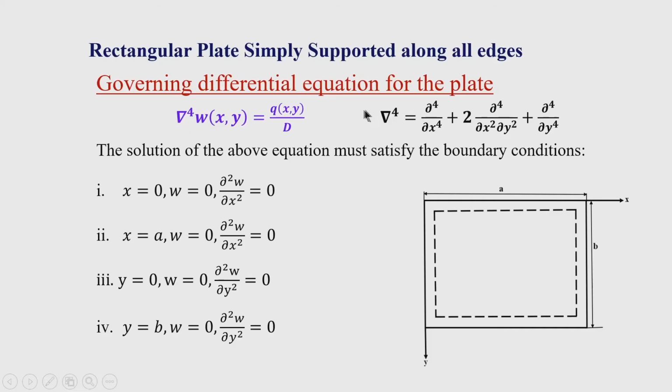Okay. So, let us see the governing differential equation for the plate. The governing differential equation for the plate is given as del 4 W equal to Q by D, where D is the flexural rigidity of the plate. If the thickness of the plate is uniform, we can assume that D is a constant and it is given as E h cube divided by 12 into (1 minus mu square), where h is the thickness of the plate, E is the modulus of elasticity of the plate material, and mu is the Poisson ratio.